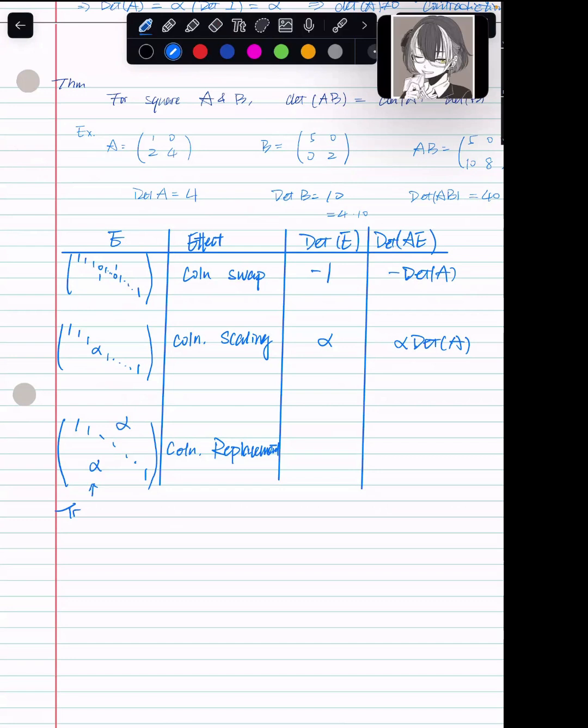If the alpha is on the top, then it's upper triangular. So we know that to calculate the determinant of triangular matrices, we just need to multiply the main diagonal entries. And in this case, it would be just 1. So the determinant of AE would just be the determinant of A.